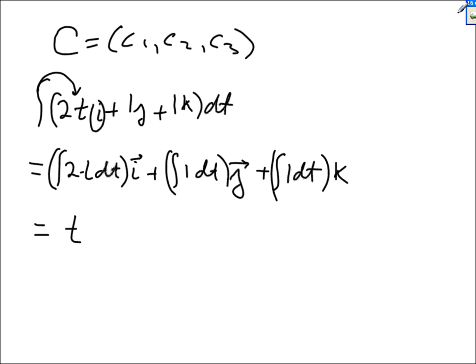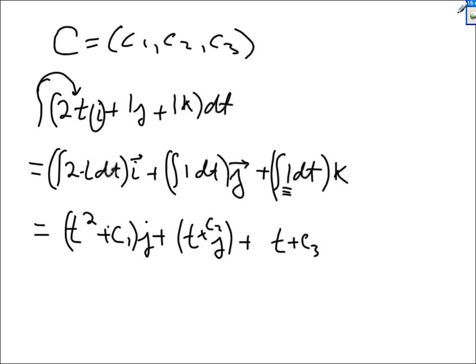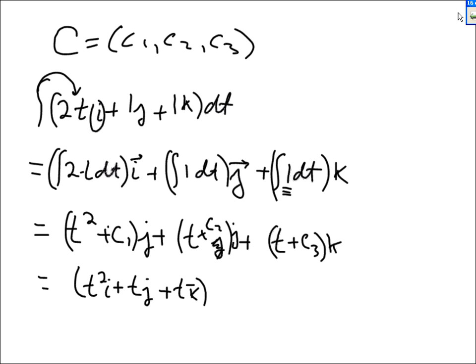The integral of 2t is t squared plus a constant, c1, in the i direction. Plus the integral of 1 dt, which is t plus a constant, c2, in the j direction. Plus the integral of 1 dt, again t plus a constant, in the k direction. Now, many people would just write it as t squared i plus t j plus t k plus c1 i plus c2 j plus c3 k. But I'm just calling that c.